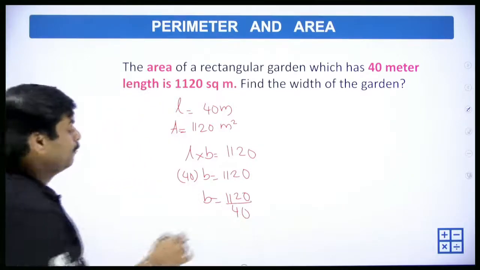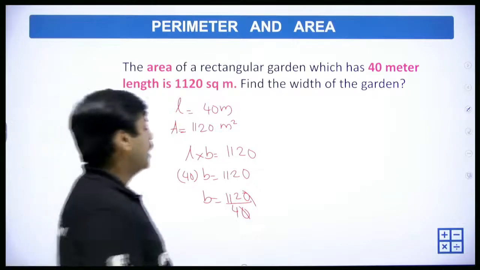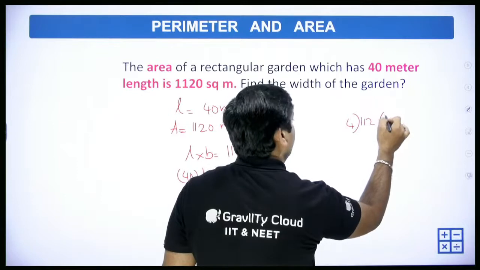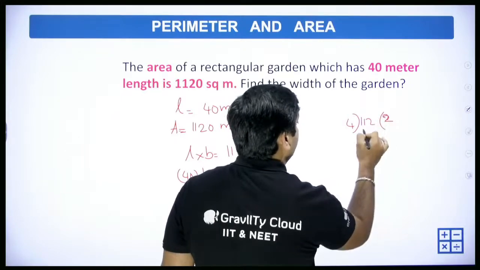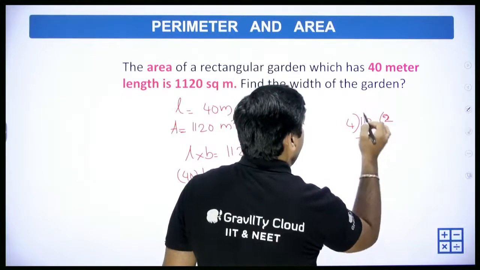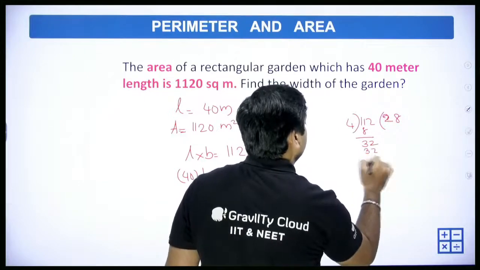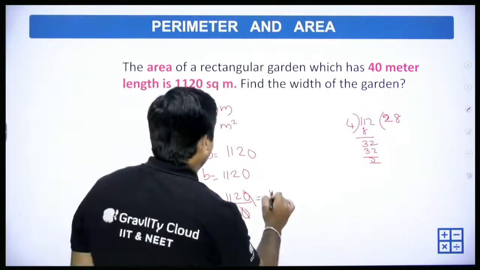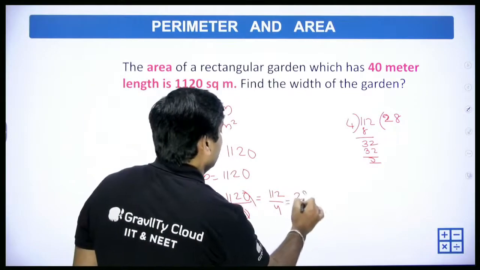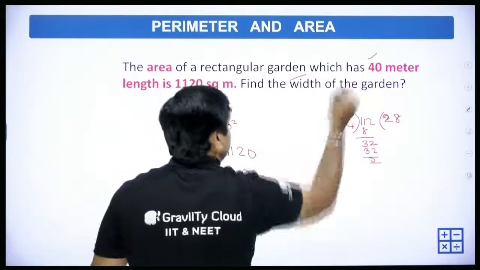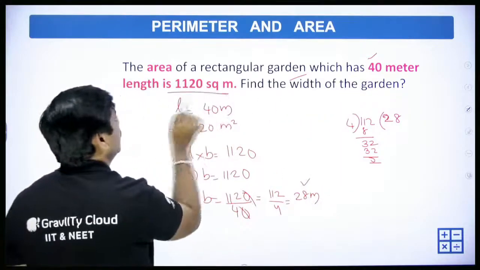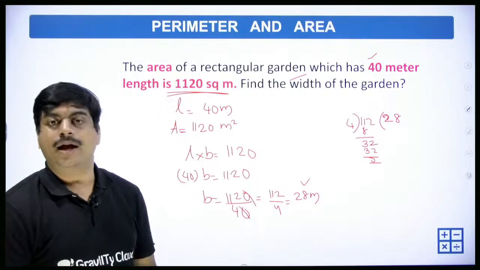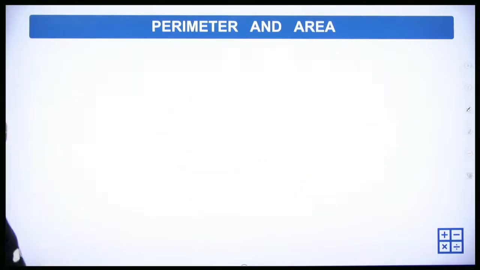So now we need to divide. 4 and 4 get cancelled. So 4 into 112. 4 ones are 4, 4 twos are 8, 4 threes are 12 and 4 eights are 32. So 112 by 4, which is 28 meters. So length being 40 meters, breadth being 28 meters, you will get the total area as 1120 square meters. Okay, so let's try to move forward to the next question.